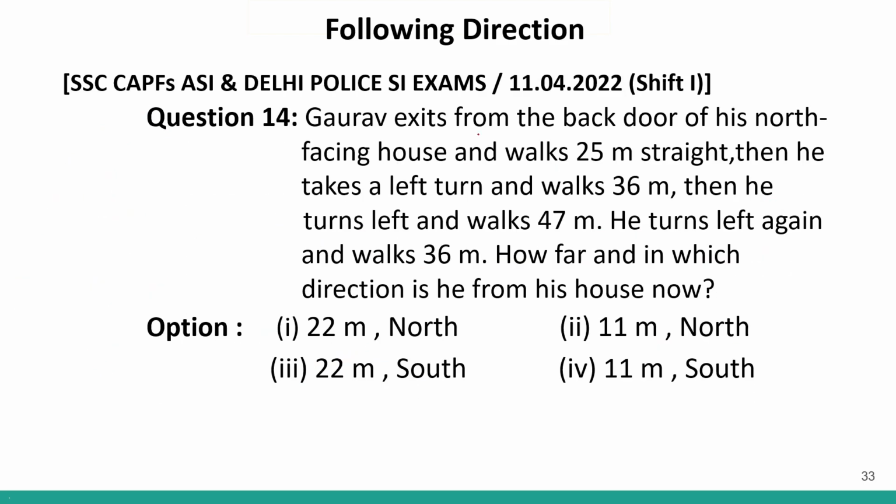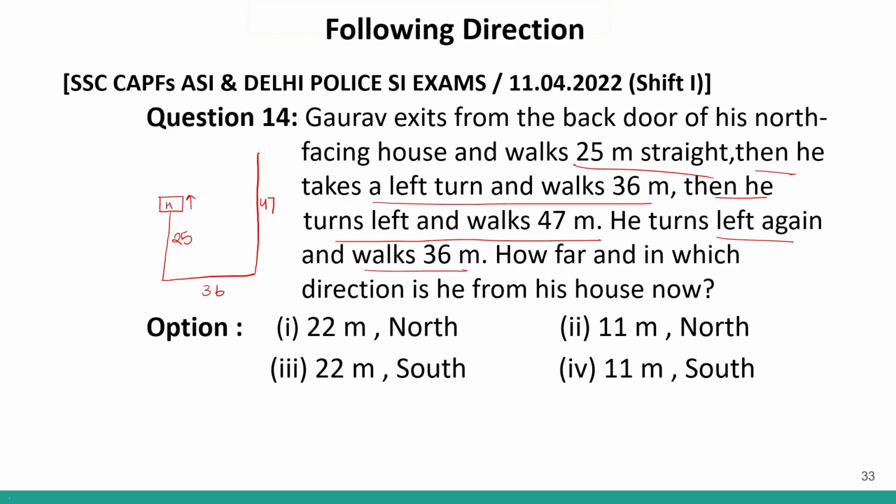Now, Gaurav exits from the back door of his north facing house. So this is the house, facing north. So the back door will be here. He walks 25 meters straight and then takes a left turn and walks 36 meters. And then he turns left again and walks 47 meters. So left, 47. Then he takes a left again and walks 36 meters. So left and 36 meters.